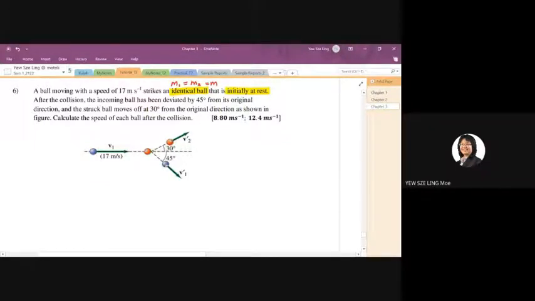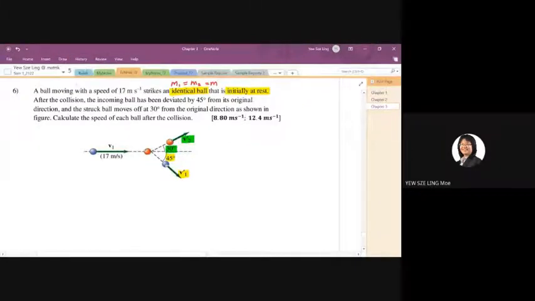So as you can see here, just now you asked me why there are two theta. Theta 1 belongs to object 1; in this example, it is 45 degrees. Whereas theta 2 is 30 degrees and it belongs to the second object. That's why we have two theta.